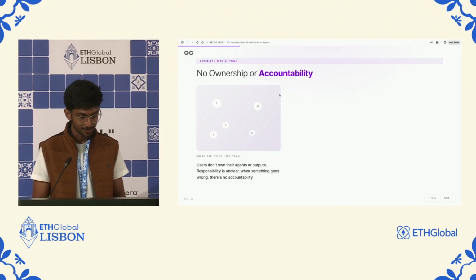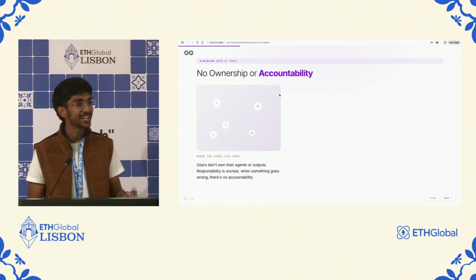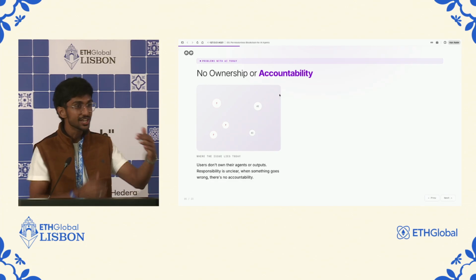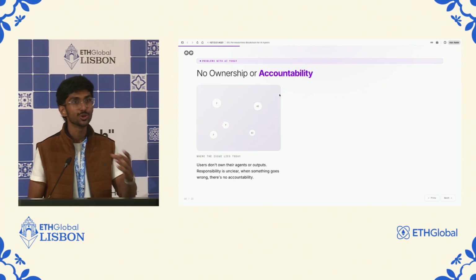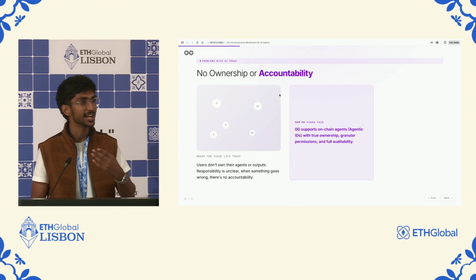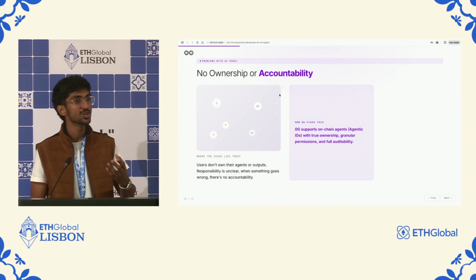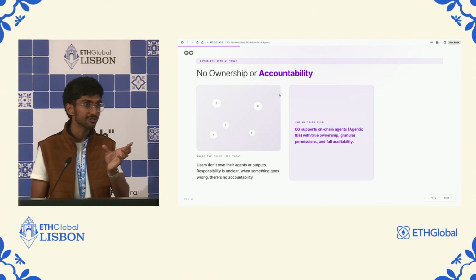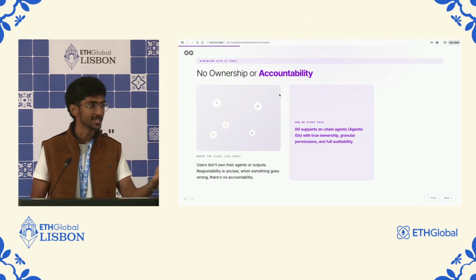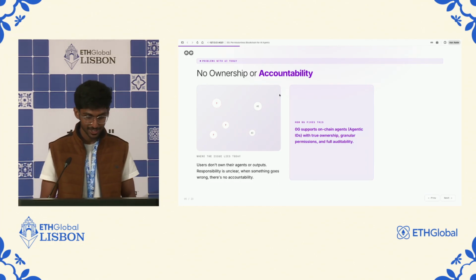Next one is no ownership. For example, you just create an agent, but you don't own the agent. All you have is the name, the description, and the instruction set for the agent. That's what you own. You don't own an actual agent. But with 0G, you have something called Agentic IDs. That means you will have ownership of your agent. It's like an NFT. You transfer that NFT, and it's like you're transferring the ownership of that agent to another person. So that is one of the things you could take into account when you say that you don't have actual ownership of that agent.